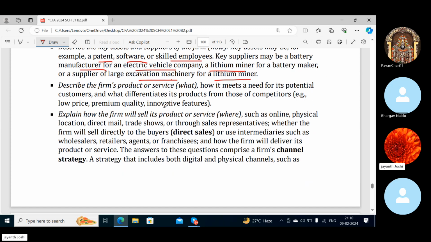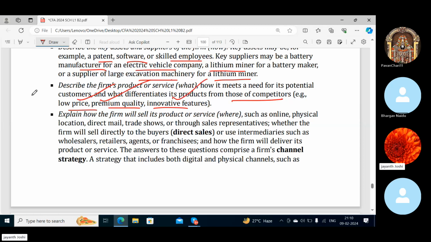Describe the firm's product or service. That means what they are giving, how it meets a need for its potential customers, and what differentiates its products from those of competitors. Example: low price, premium quality, and innovative features. That's what we see: a firm's product or service, how it is giving satisfaction to the customers. Is it of very premium quality, what they desire? Is it of low price? That means some products are low price, premium quality, and have many usages.